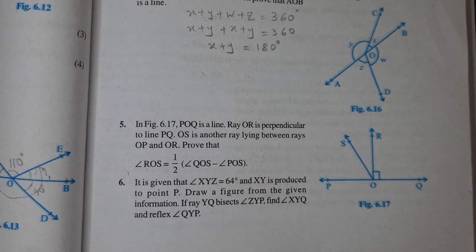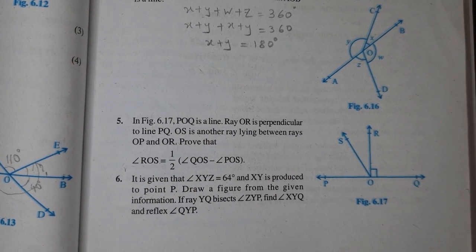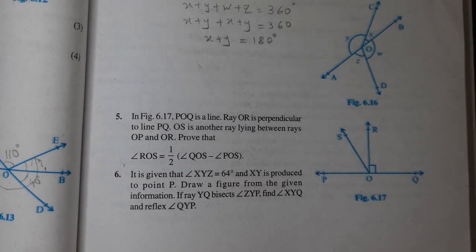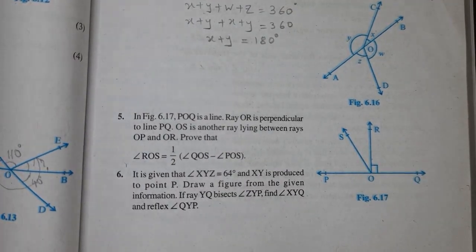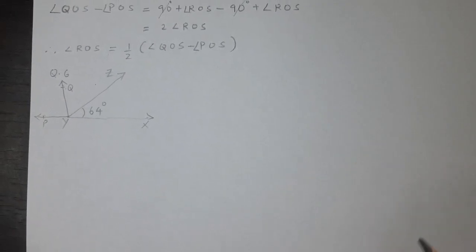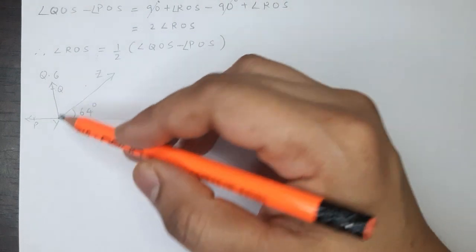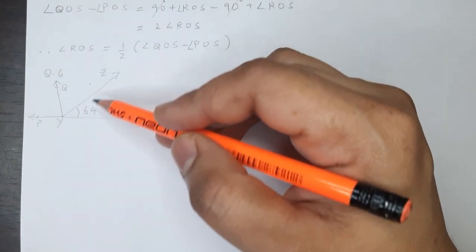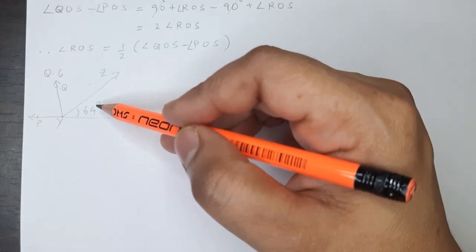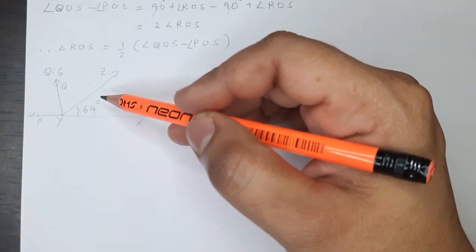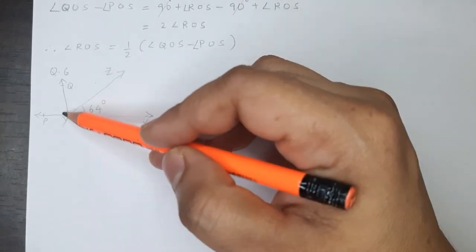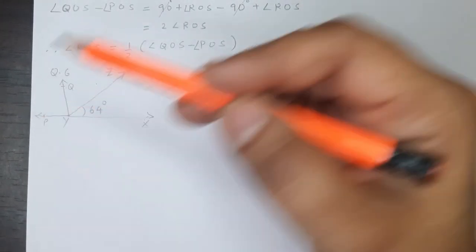Okay, so the figure is not given here. We have to draw this figure. So let's do that with the information which is given in the book. Let us look at the question again. It says that XYZ is given as 64 degree, and XY is produced to point P. So XY, this is produced till P.